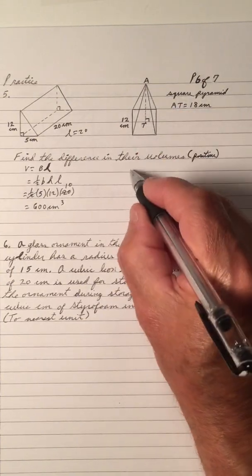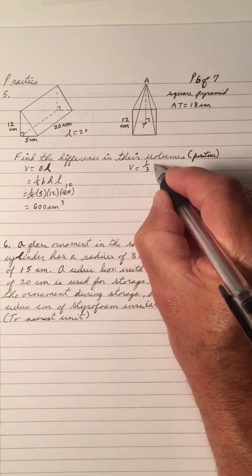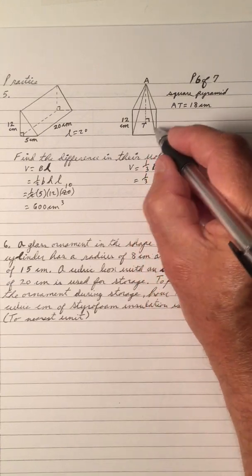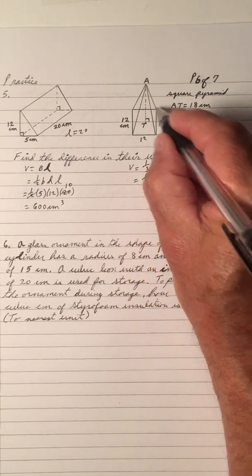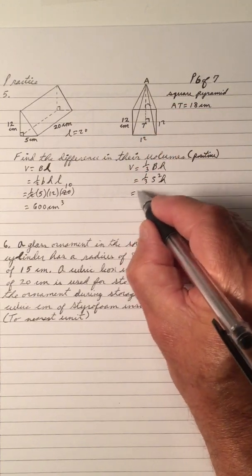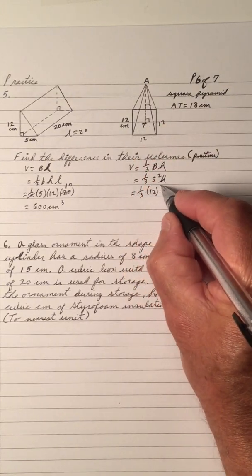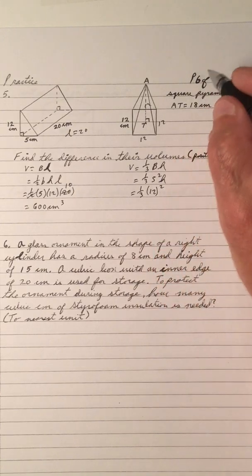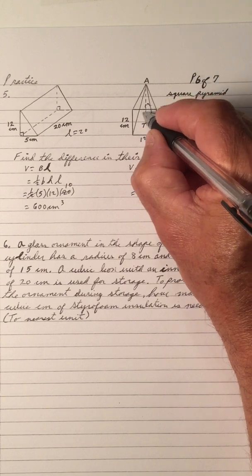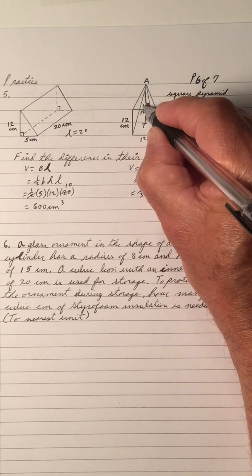Now we have the volume of a pyramid. A pyramid is 1/3 base area times height. The base of a pyramid is a square. It says 12, 12, and 12. So that's 1/3 S squared H. The side of the square is 12, so there's the area, 12 squared. And the height is 18. So this height right here is 18. Let's put an 18 there.